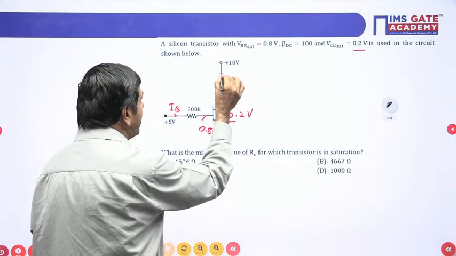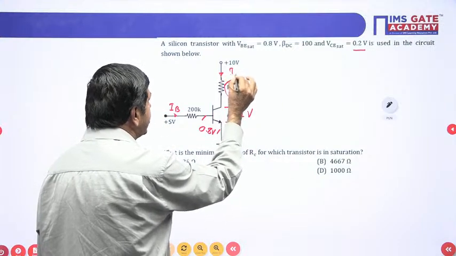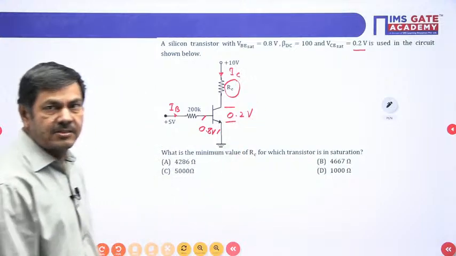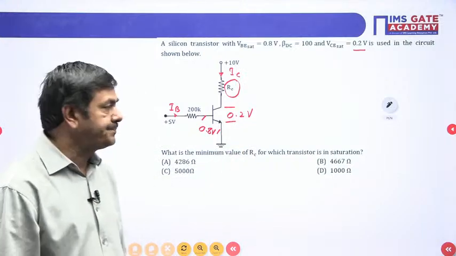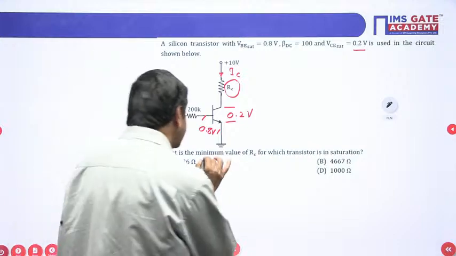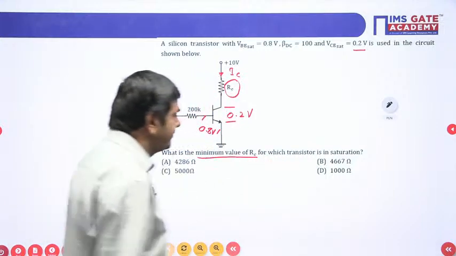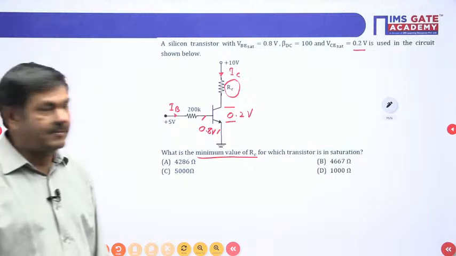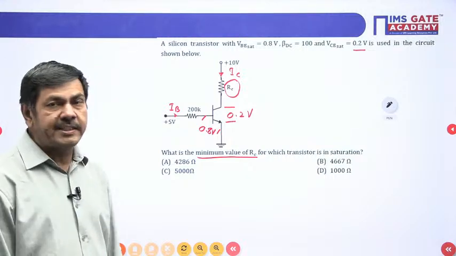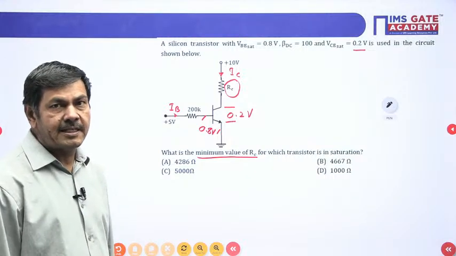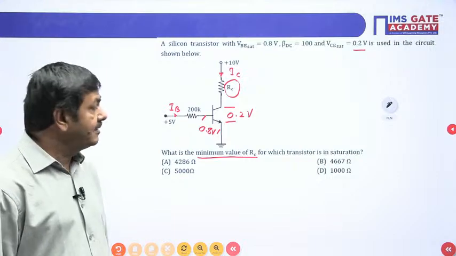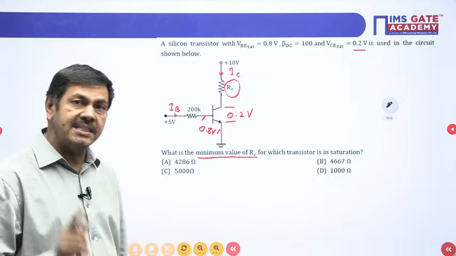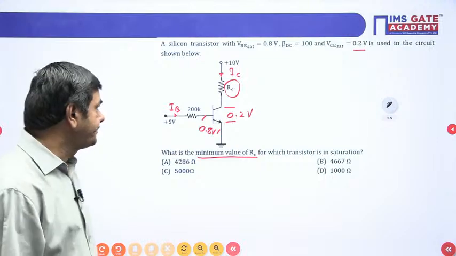The current which passes through this RC is nothing but the IC. This IC is nothing but IC SAT, only that value. Anyhow, when the problem is asking the minimum value of RC, if minimum is not given, RC value must be taken greater than or equal to. If minimum is given, RC equal to is possible in the problem.